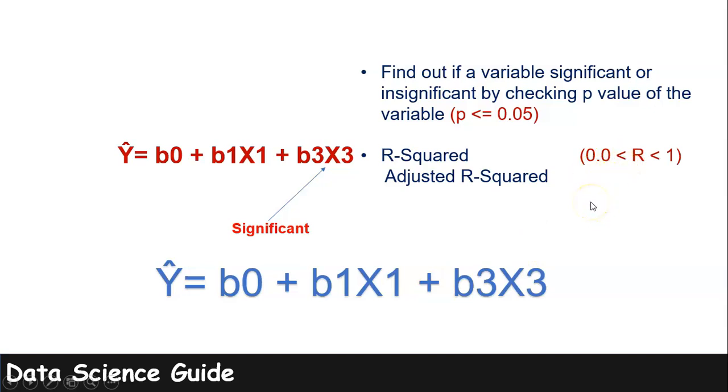We call this method, as you remember, the forward selection, because we keep adding the variables one by one.